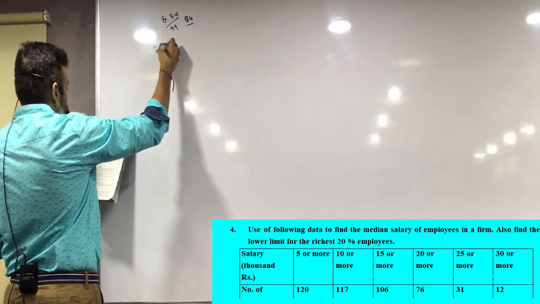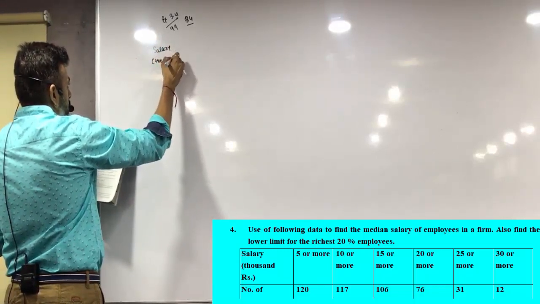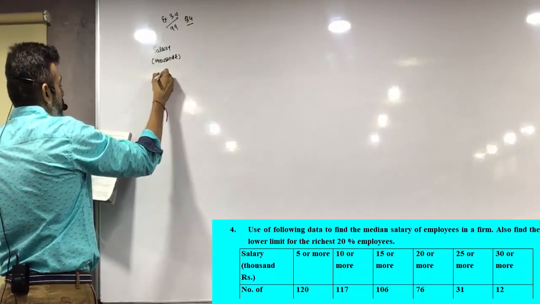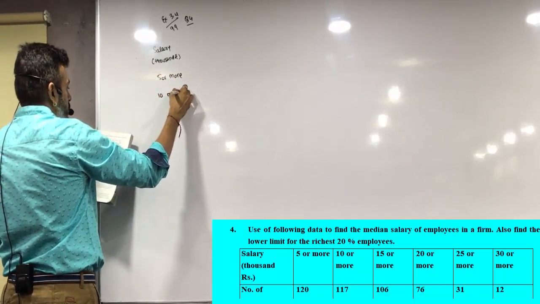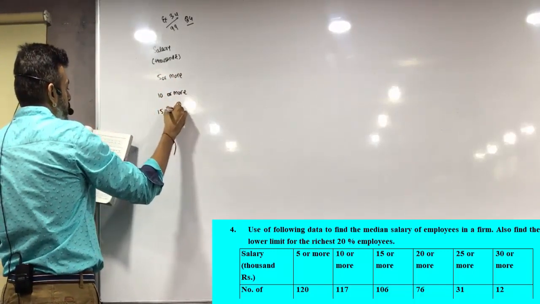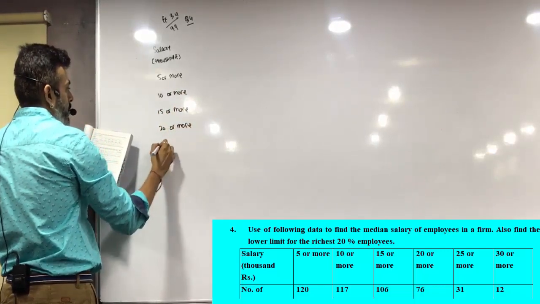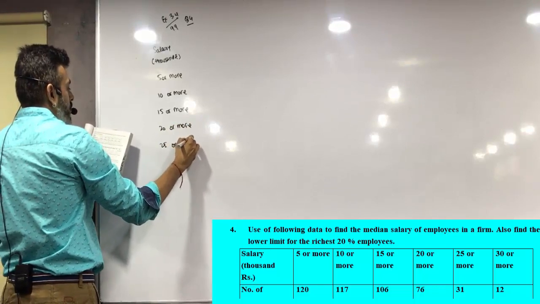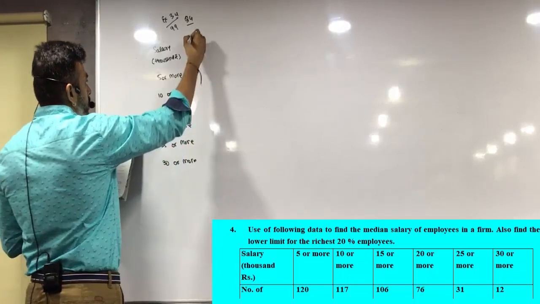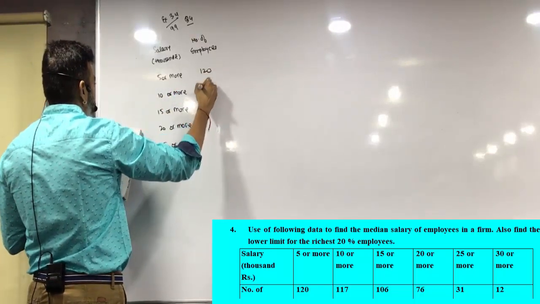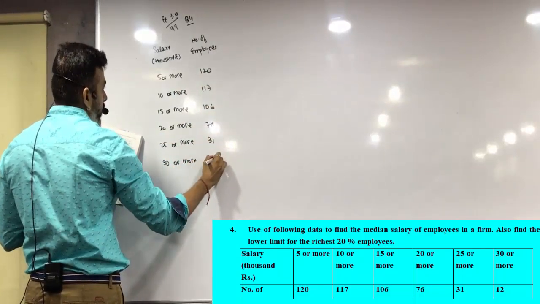Salary in 1,000 rupees: 5 or more, 10 or more, 15 or more, 20 or more, 25 or more, 30 or more. Number of employees: 120, 117, 106, 76, 31 and 12.